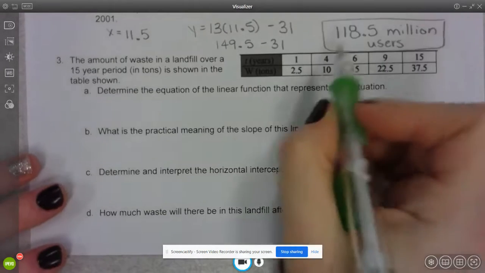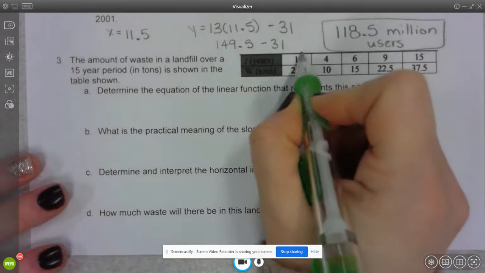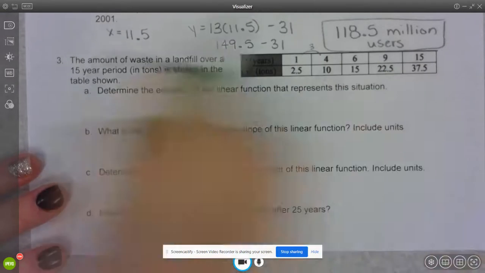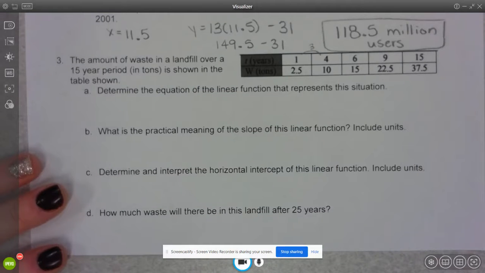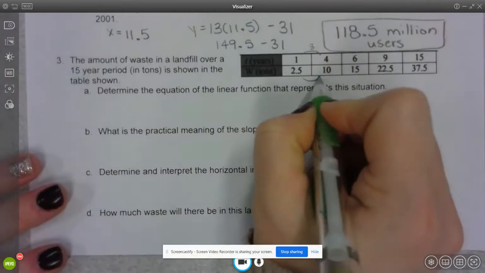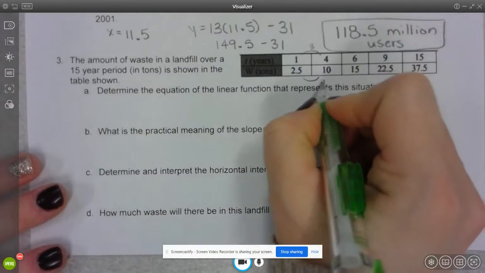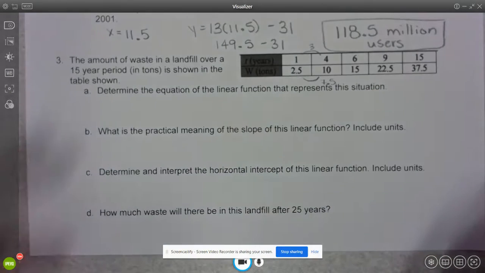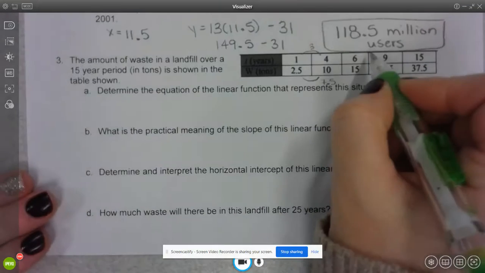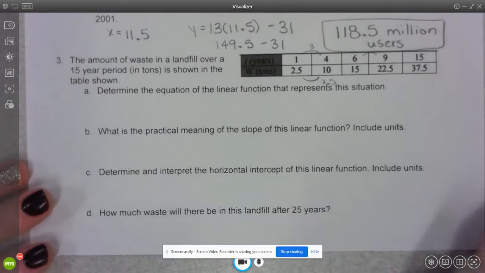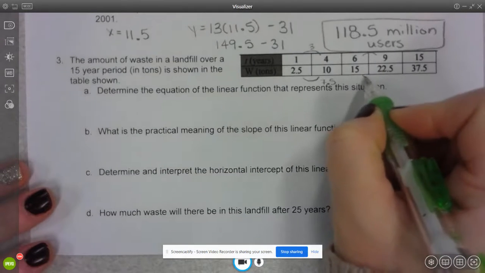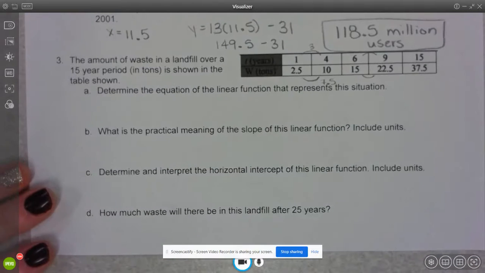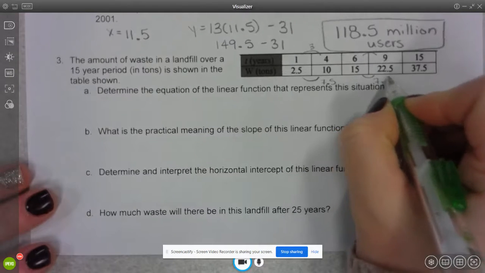But if you look here from 1 to 4, that's 3 years. And then if we subtract 10 and 2.5, that gives us 7.5 here. Now I'm going to look for the next jump. That's 3 years. Well, to get from 6 to 9 is also 3 years. And then 22.5 minus 15 is also 7.5.